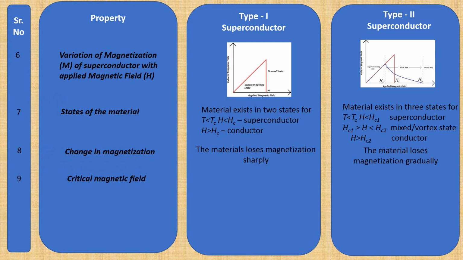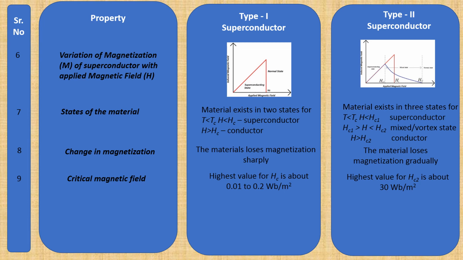Next is critical magnetic field. The highest value of critical magnetic field in type 1 is about 0.012 to 0.2 Weber per meter square. That means its value is very small, 0.012 to 0.2 Weber per meter square. In type 2 superconductor, we can observe the highest value of higher critical field is about 30 Weber per meter square.